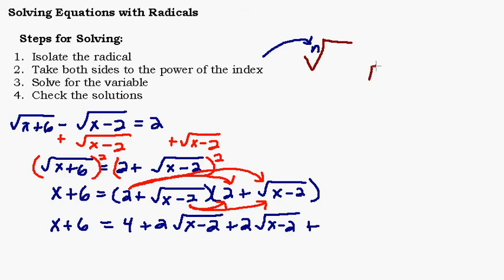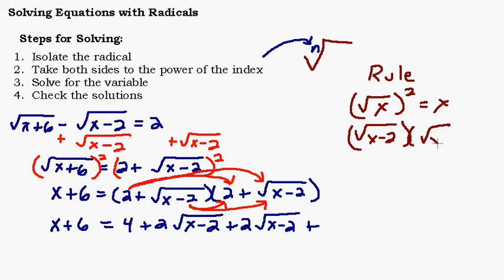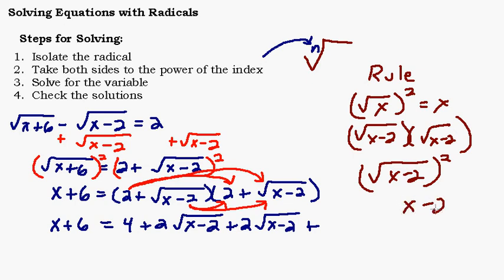Thinking about that, let's revisit this rule we have, that the square root of anything squared is just that thing. What we're doing here is we're taking the square root of x minus 2 times the square root of x minus 2. And if you think about it, that is just the square root of x minus 2 squared. Therefore, the square and the square root cancel each other out, and it's just x minus 2. Anytime you have a square root of something times itself, you're just going to end up with what's inside it.